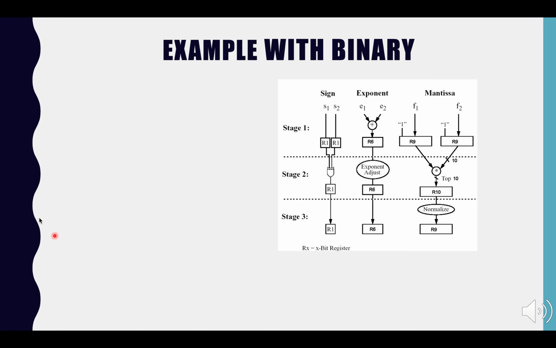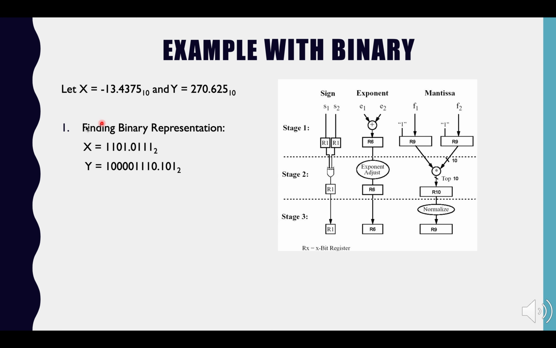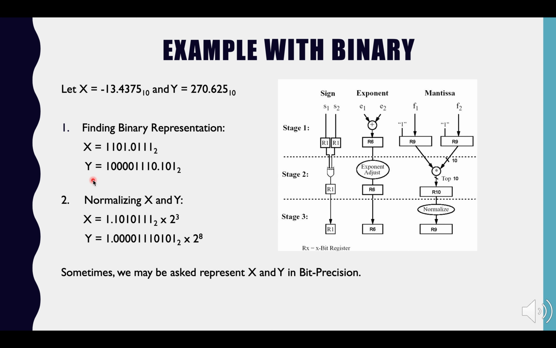Now, let's take an example of floating point multiplication. Let's assume that we are given these two decimal numbers: x is equal to minus 13.4375 and y is equal to 270.625. First, we start by finding the binary representation of both these numbers, as shown here. Then, we normalize both of these binary representations to obtain the expressions shown below. In some cases, we may be asked to represent x and y in 32-bit or 64-bit precision, which I will be doing in the next slide.